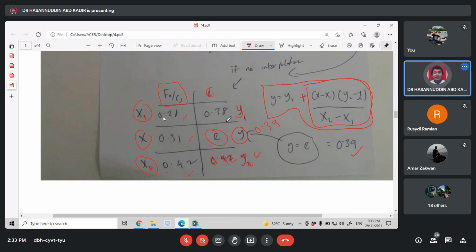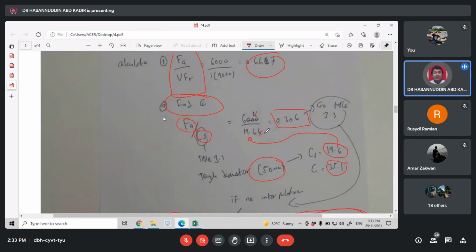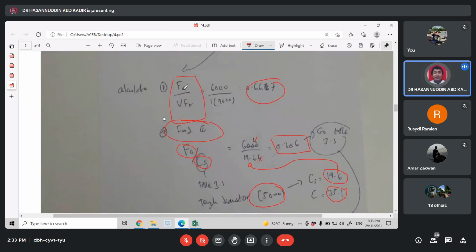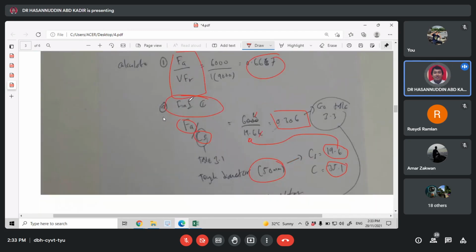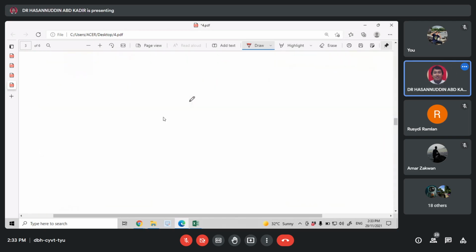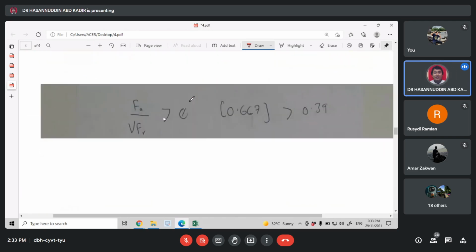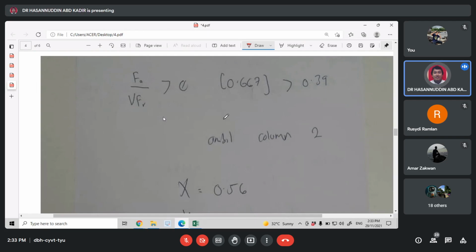Then we need to compare with this one, VFA over VFR. Then we look, we compare with our condition. What did we get earlier? Which one is our condition? What we calculated earlier is 0.667 for FA over VFR, 0.667. The E we calculated earlier is 0.39.